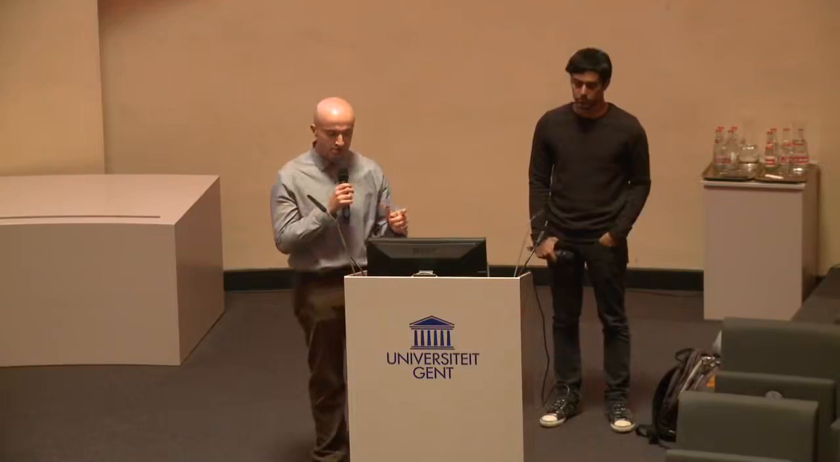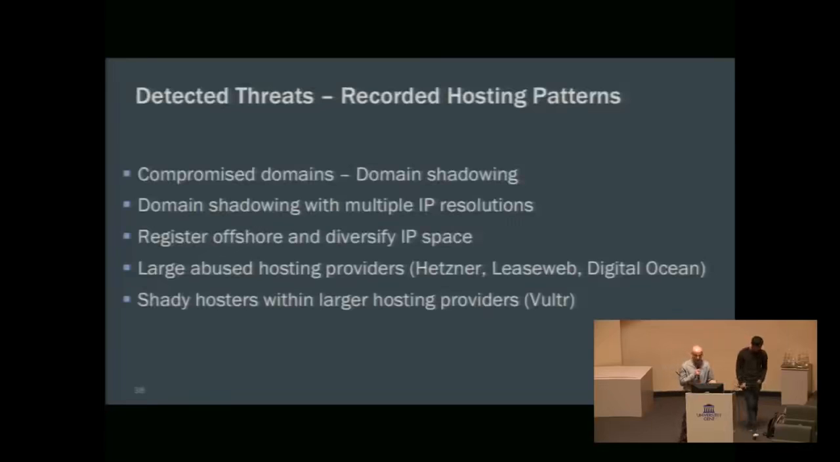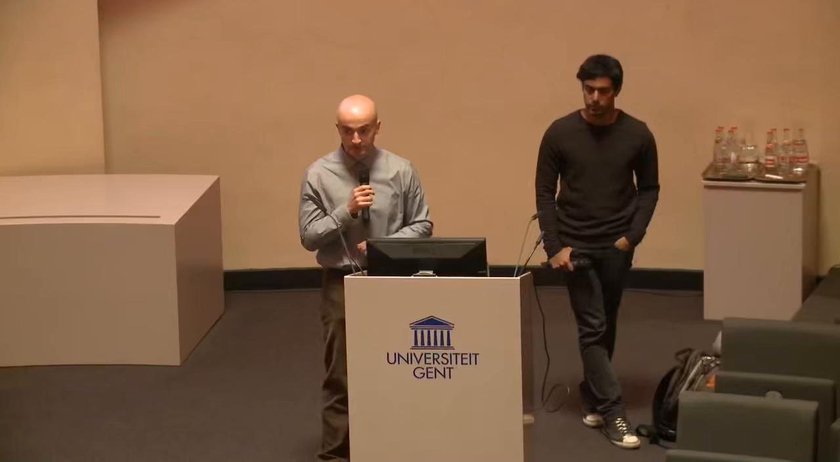The other pattern we saw is that in addition to the domain shadowing, you'll see them resolving to several IPs. So it's also fault tolerance here. If one IP gets shut down, then they can use the second one. And usually they are spread in different prefixes and sometimes different ASNs and hosters.